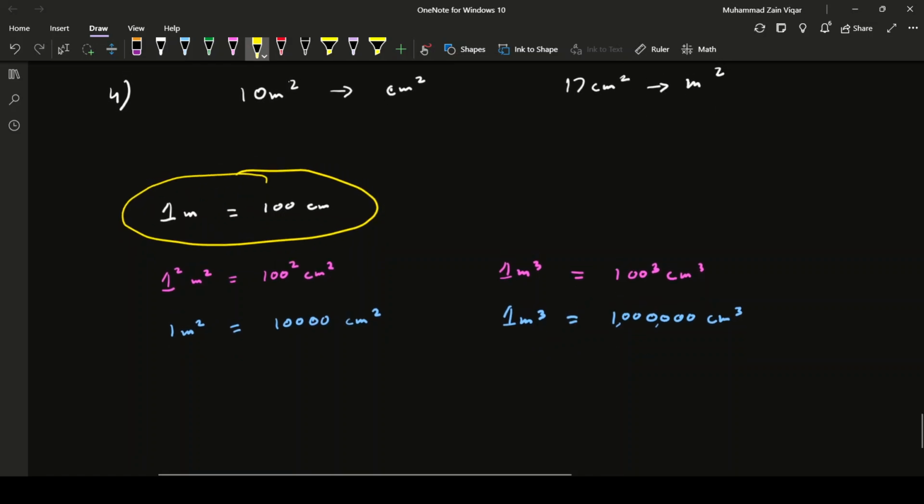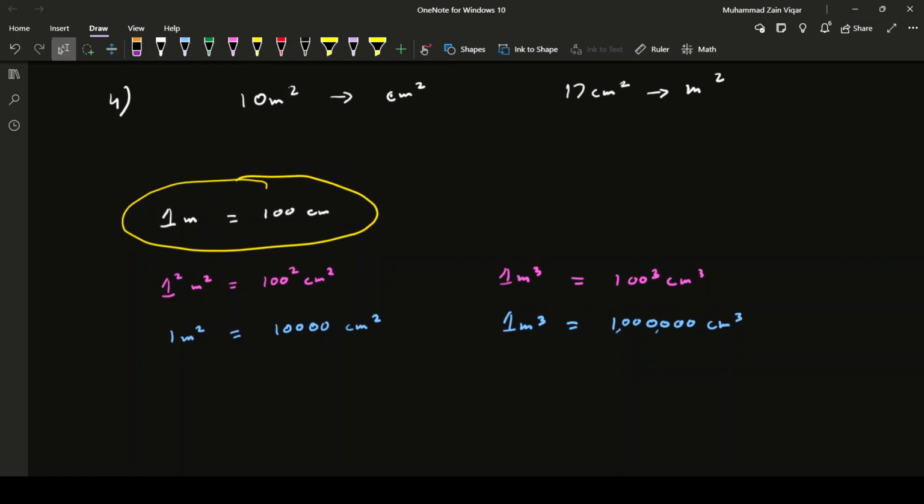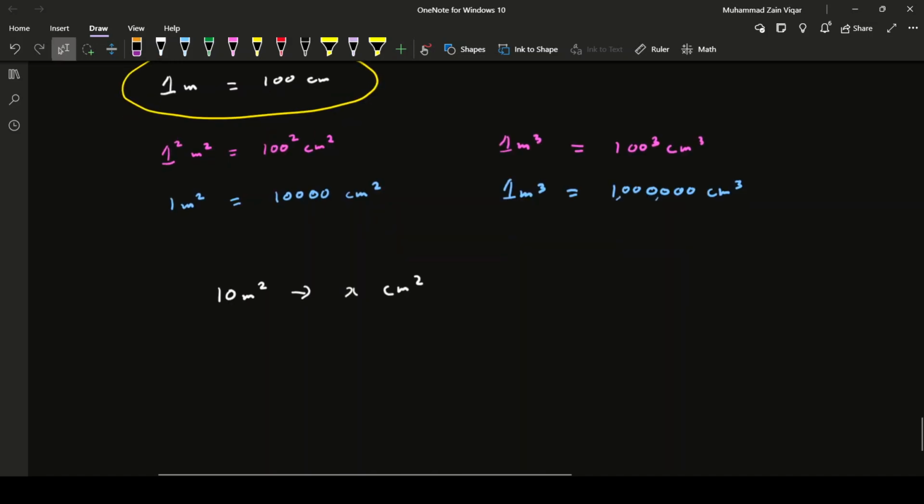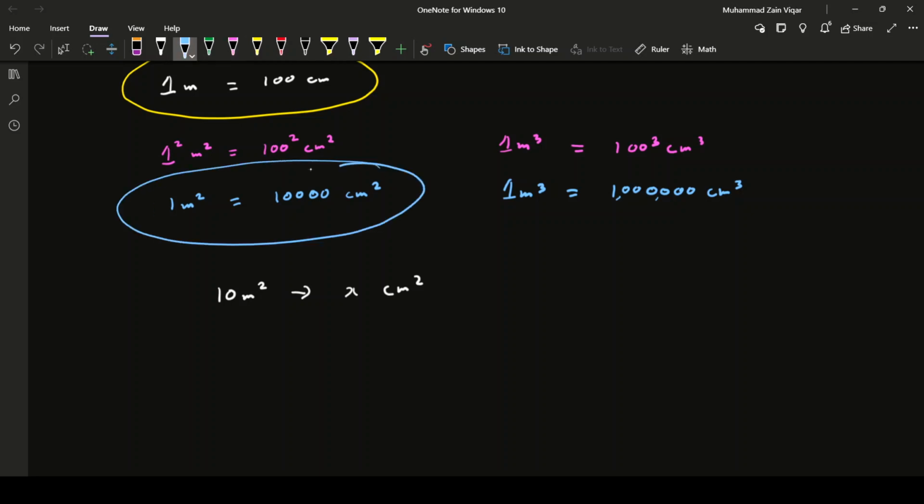So if I had 10 meter square with me, and I wanted this converted into x centimeter square, how would I do that? I would simply write this, and beneath this I would write the conversion which I have with me, which is this conversion: 1 meter square is equal to 10,000 centimeter square.